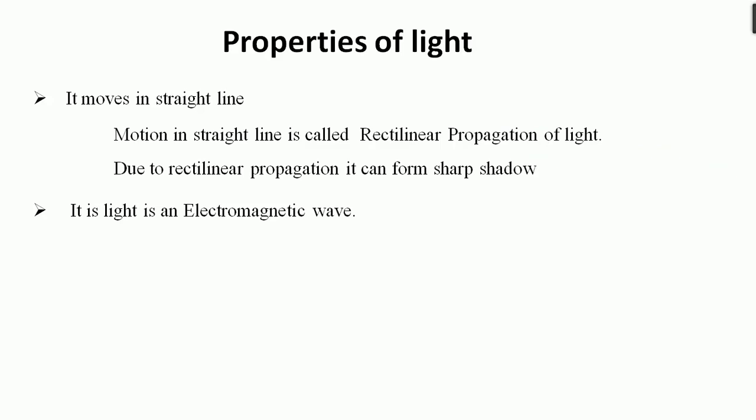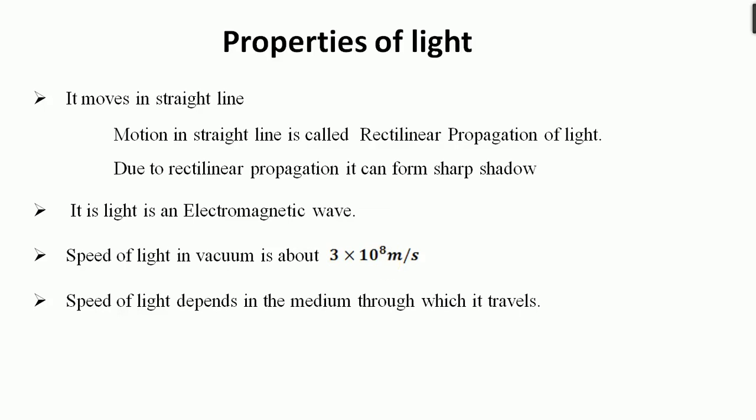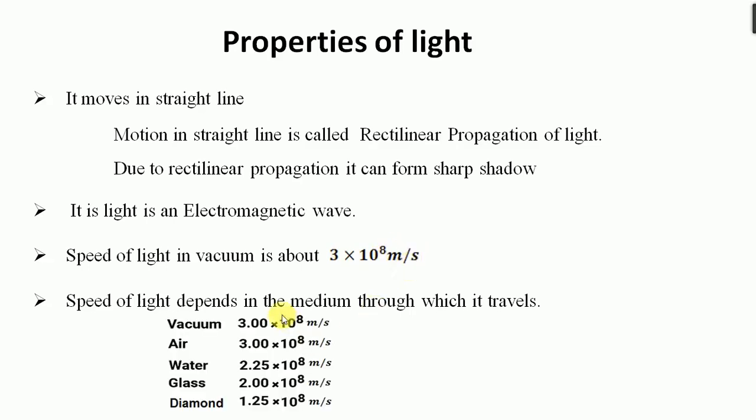Light is an electromagnetic wave, and the speed of light in vacuum is 3 into 10 to the power 8 meters per second, and this is a very important property of light. The speed of light depends on the medium through which it travels. In vacuum the speed is 3 into 10 to the power 8 meters per second, but if it goes to another medium, its speed changes. That means speed depends on the medium. In air and in vacuum the speed is the same, but in water it is less compared to vacuum. And the speed in diamond is 1.25 into 10 to the power 8, so it decreases. It changes from one medium to another.